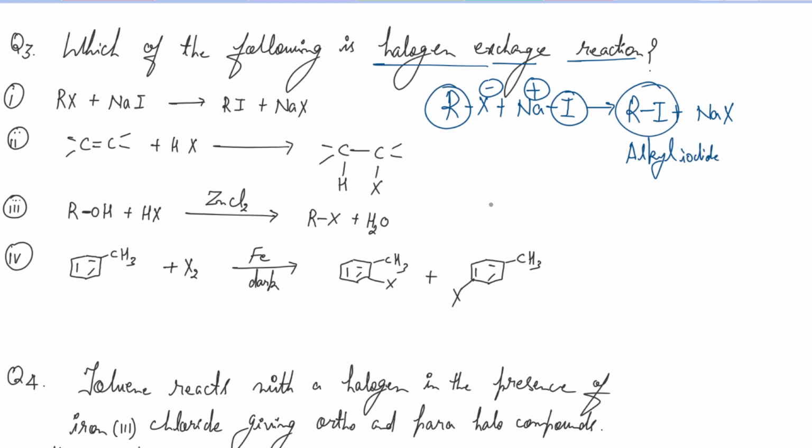So in this particular case, is there any halogen exchange reaction? Yeah, you can say that the halogen is exchanging. In both the cases, this is the halogen and here is also the halogen, okay. So both the halogens are now exchanged, so option A should be our answer, okay. But let's check the second option.